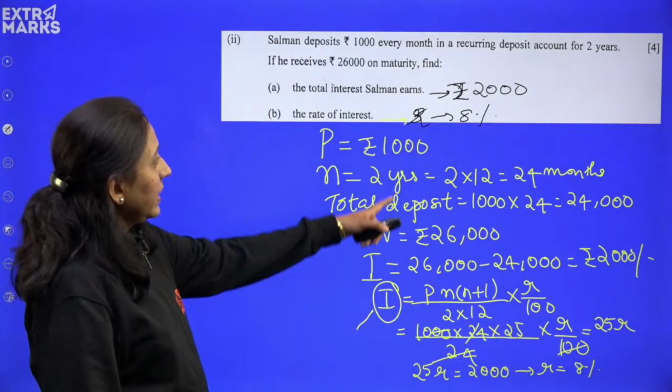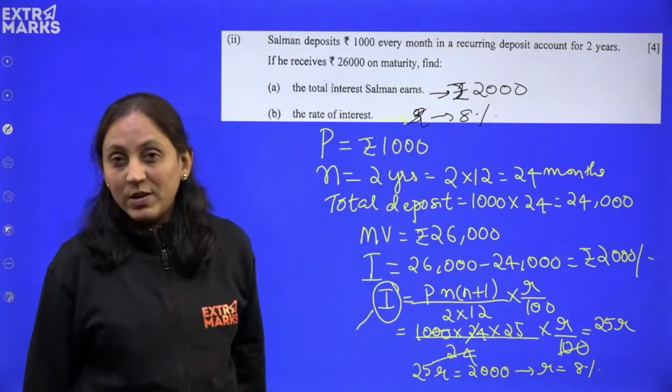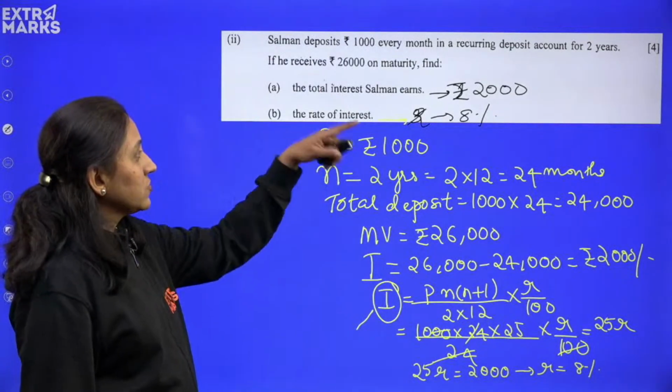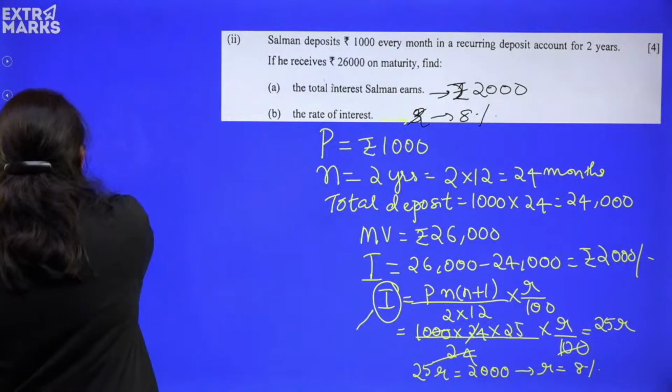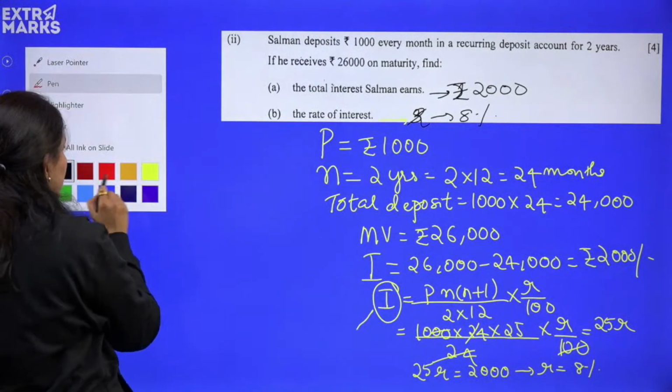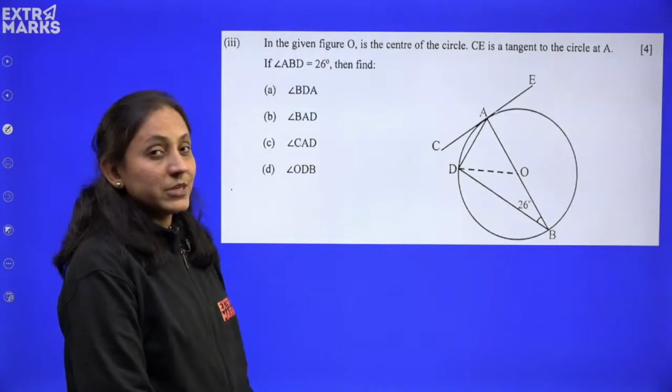All right, you can take 2 and 2. Okay, 2 plus 2 you can take. So 2 marks for total interest and 2 marks for rate of interest. Okay, and just add it to your score, what you're expecting. Let's move to the next question.